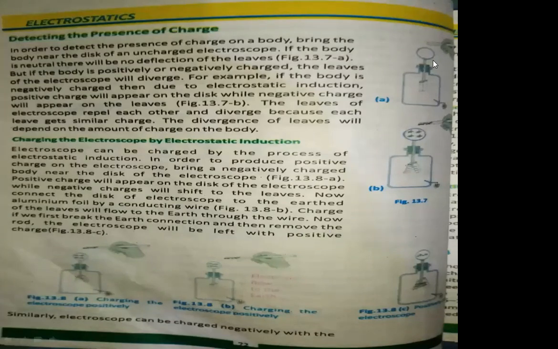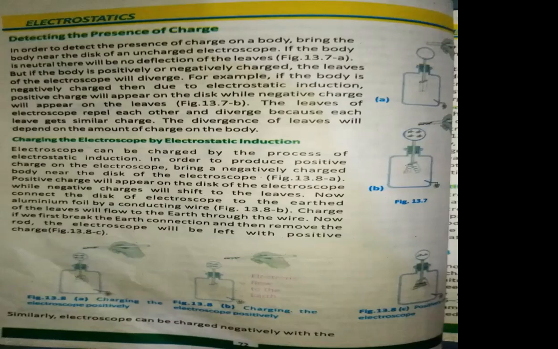This is the neutral body, and there is no charge in the body. When we bring the positive rod near the disk, what will happen? The positive in the rod will attract the negative, so on the disk we have the negative charge, and on the leaves we have the positive charge. If there is a negative charge on the disk, then positive will be on the leaves.